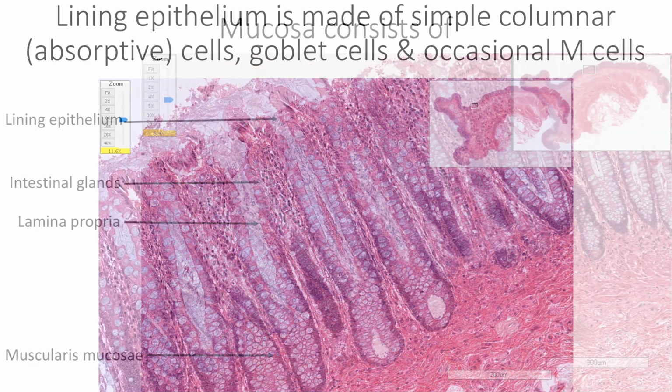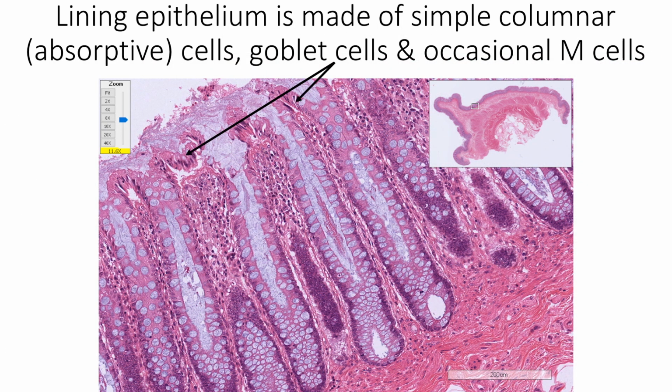Lining epithelium is made of simple columnar cells, goblet cells, and occasional M cells where the solitary lymphatic follicles come close to the surface. Large intestine serves basically two functions: absorption of water and electrolytes from the content of lumen and elimination of undigested food. Absorption of water and electrolytes is achieved by the columnar absorptive cells with their surface microvilli as well as sodium-potassium ATPase proton pumps.